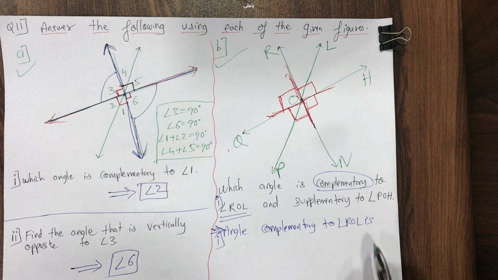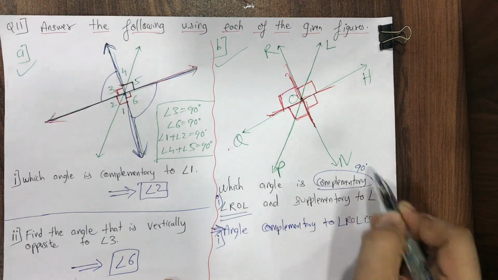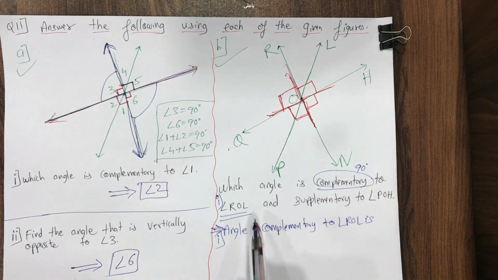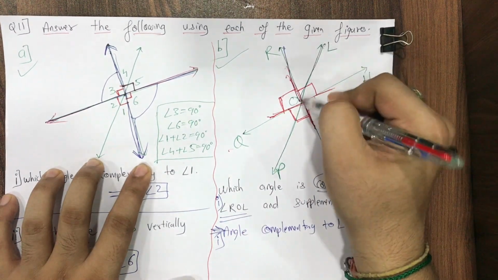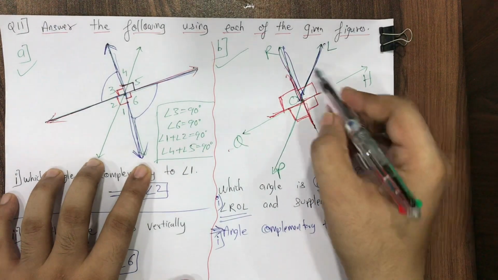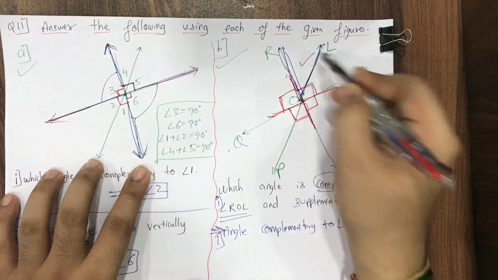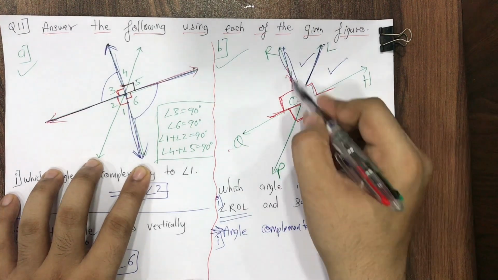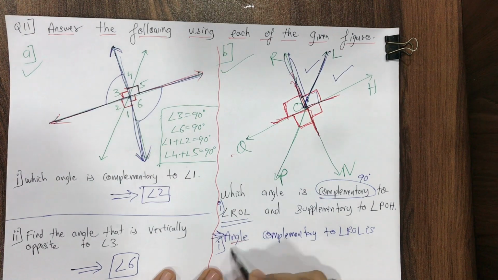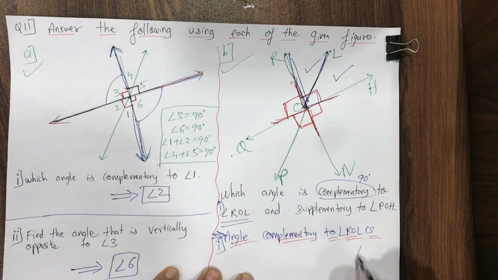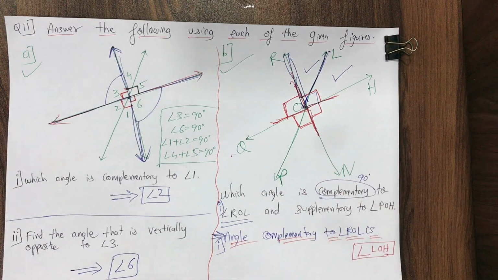ROL, which angle will add with ROL so that the answer should be 90 degree, because you're complementary, meaning 90 degree. Okay, which angle if I add with ROL it becomes 90 degree. ROL is this, see here please, ROL is this. Which angle can I add with ROL so that it becomes 90? See, this is 90, so ROL should be added with this angle, then only it will become 90 degree. So what's the name? LOH. Okay, so the answer, angle complementary to ROL is angle LOH. You can also write HOL.